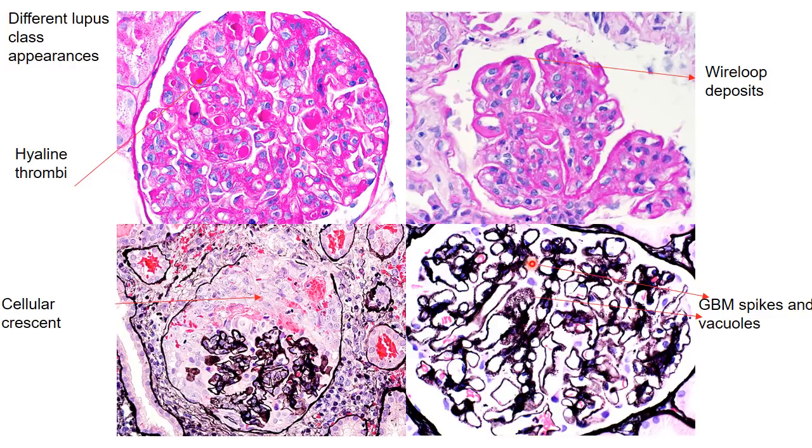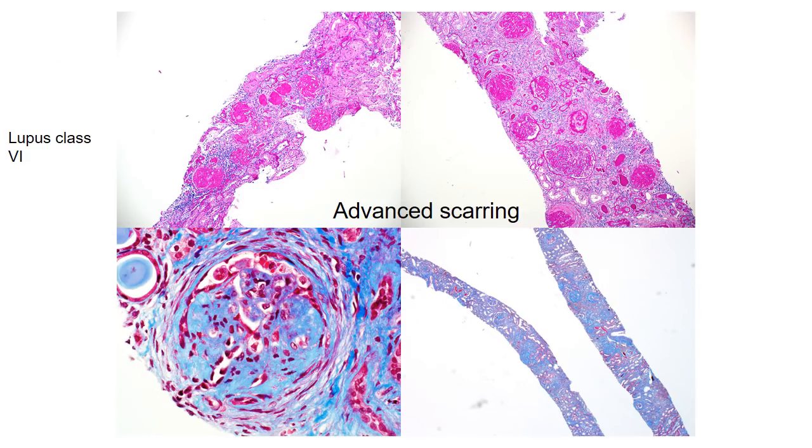And this is very much like the membranous GBM spikes and vacuoles that you've seen before in membranous glomerulonephritis. If the patient carries a diagnosis of lupus along with that, we will call it class 5 lupus nephritis. The reason why these differences are made is because it affects the way you're going to treat the patient.